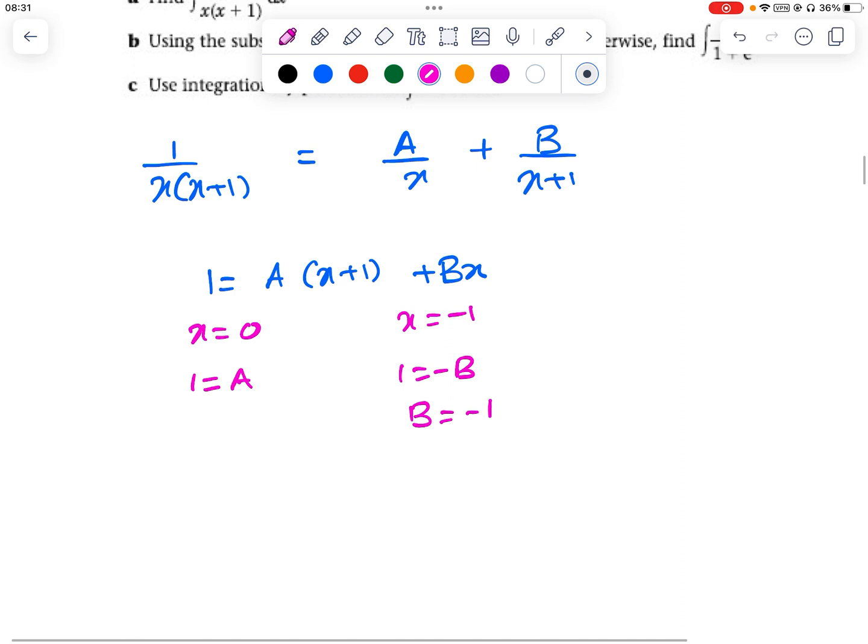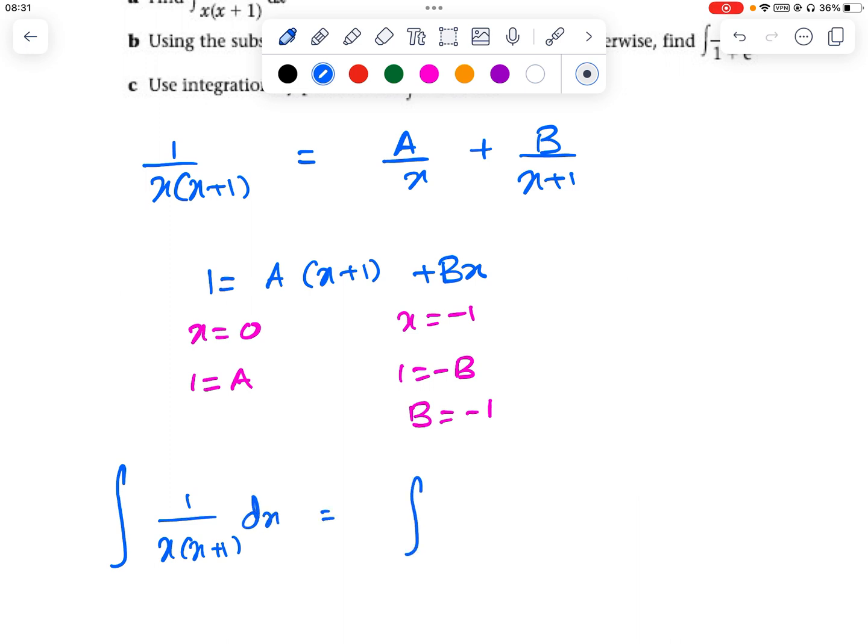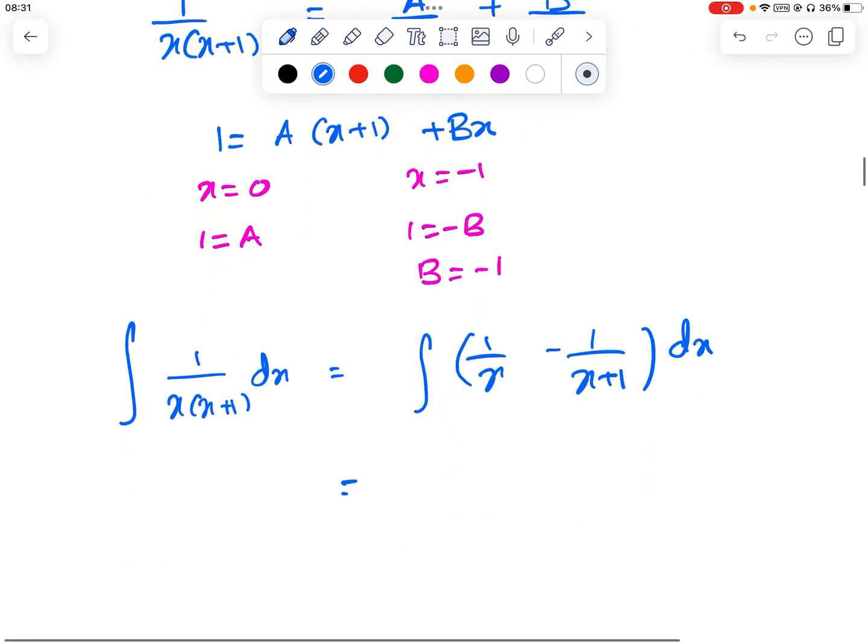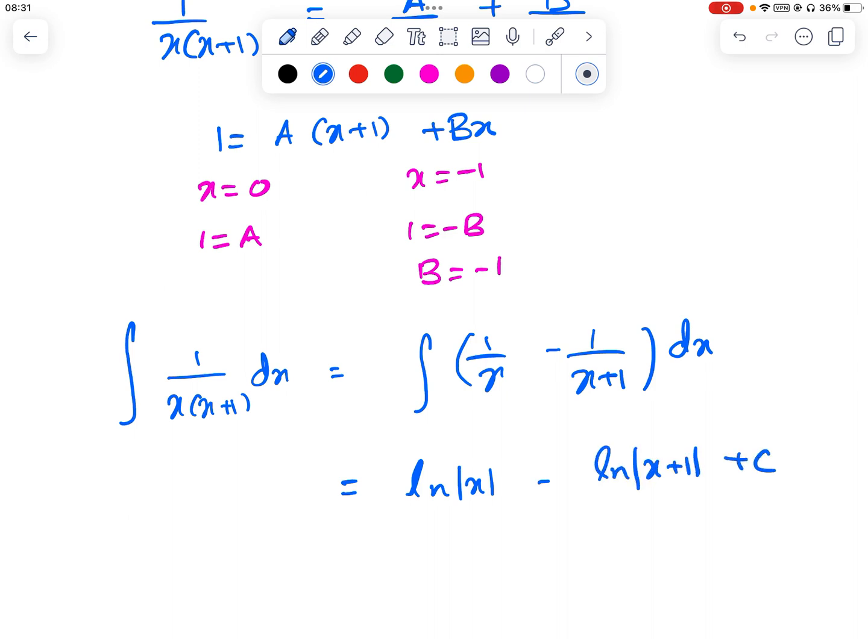So what will the partial fractions be now? The partial fractions will become integral of 1 upon x minus 1 upon x plus 1 dx. What is integral of 1 upon x? Ln x. Integral of 1 upon x plus 1 is ln x plus 1, plus c. So what does it become? Ln of x upon x plus 1 plus c. This is going to be the answer.